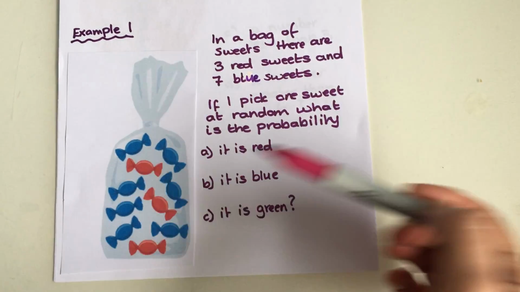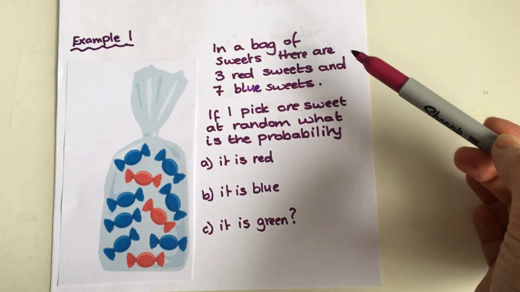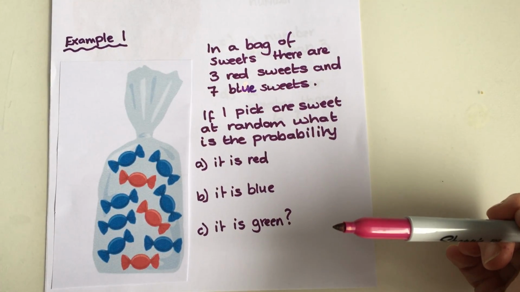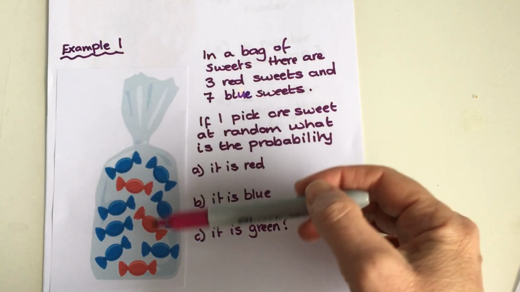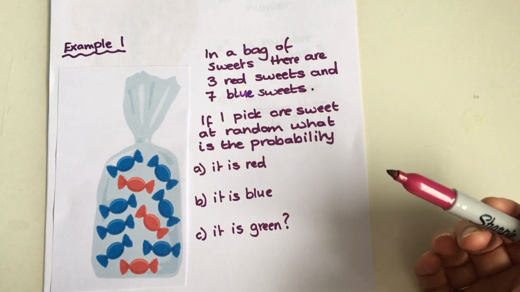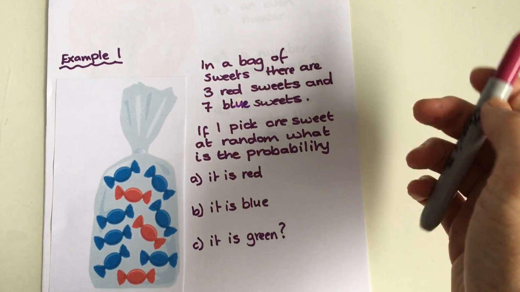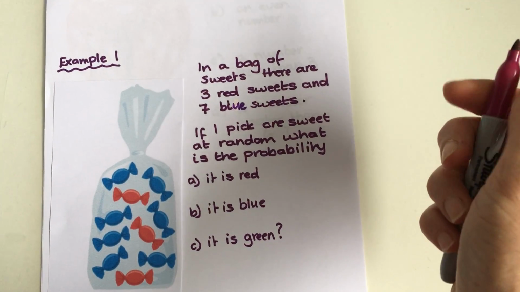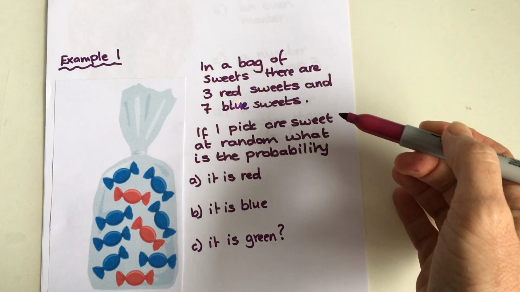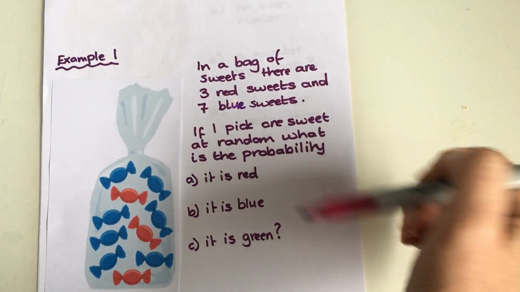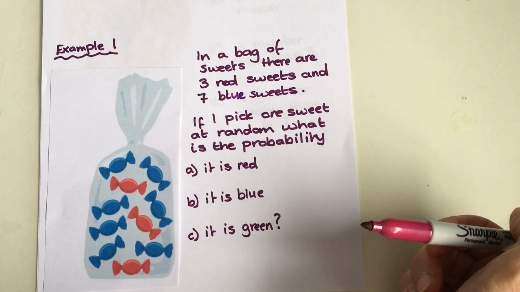Here's a bag of sweets. There are 3 red sweets and 7 blue sweets. That means there's 10 sweets in total. If I pick out a sweet at random, what is the probability, first of all, that it is red?